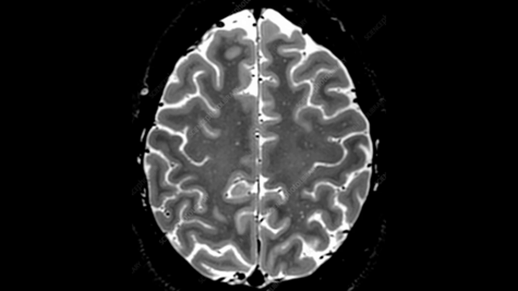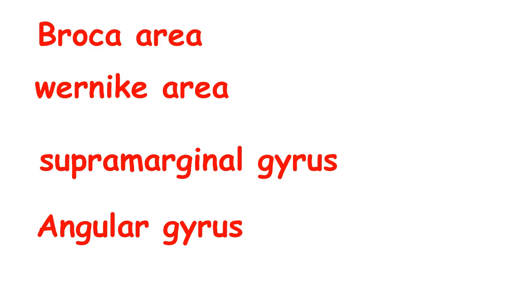Today we are going to continue the localization of the important gray matter areas, and in the next video we will localize the important white matter tracts. In the previous video we have learned how to localize the motor and sensory cortices, and in this video we will localize the language and visual cortices. The most important areas related to the language function are Broca, Wernicke, the supramarginal gyrus, and the angular gyrus.